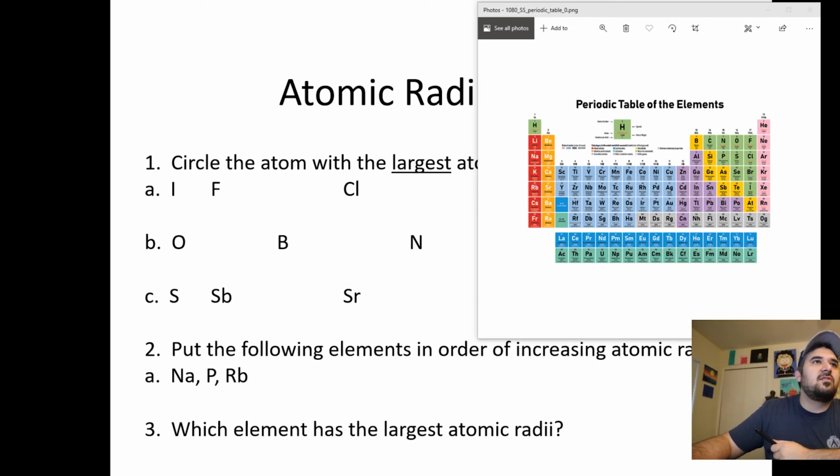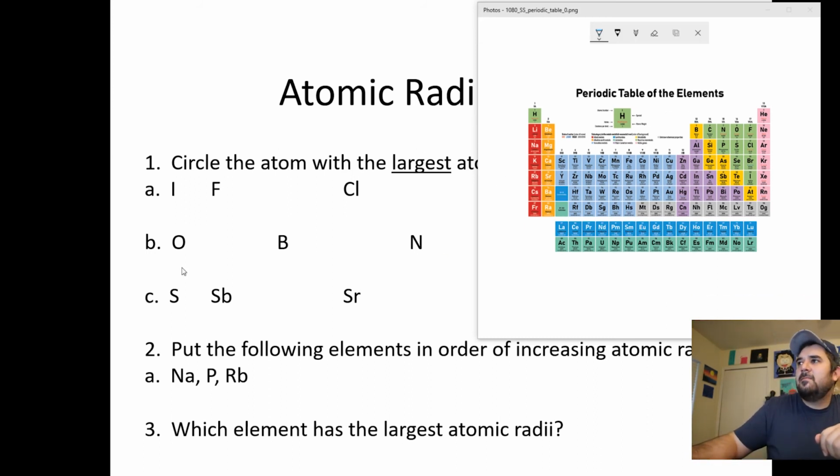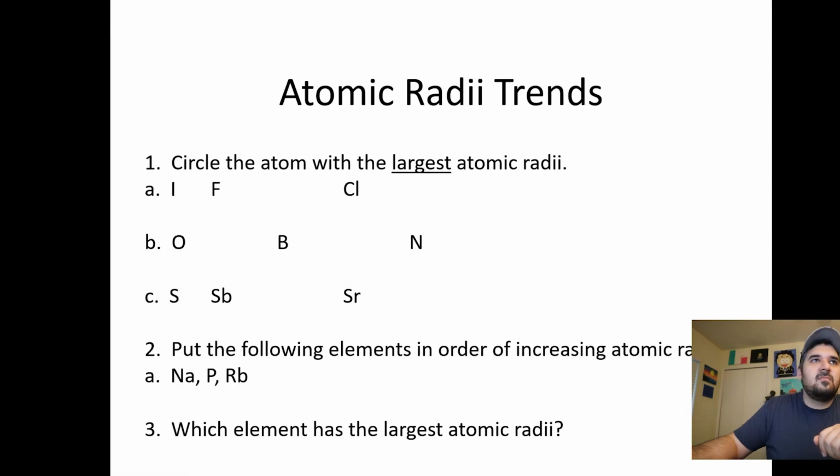All right, so it says circle the atom with the largest atomic radius. So which one has the largest atomic radius? Iodine. All right, I can't do that. So y'all should be looking at your periodic tables as we work through these. So circle the one with the largest atomic radii. So we have iodine, and then we have fluorine, and then we have chlorine.